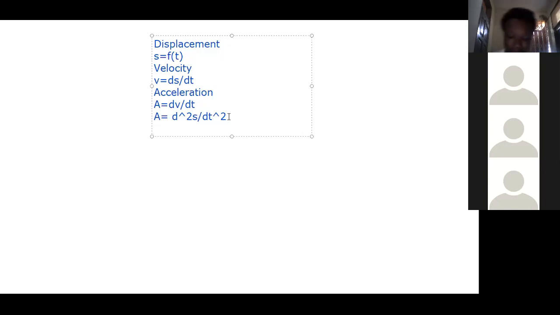Now we are going to talk about distance, so let's do some examples and see how it works. A particle moves.